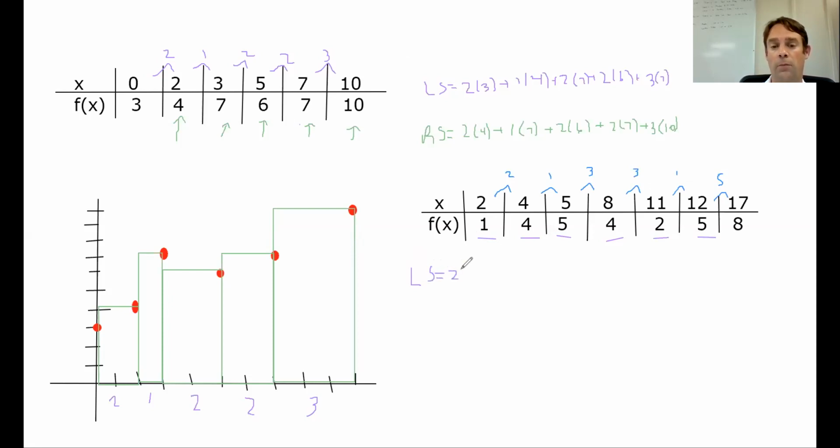And again, I'm not going to multiply them all the way out. I'd let you guys do that one. So 2 times 1, 1 times 4, 3 times 5, 3 times 4, 1 times 2, and 5 times 5.